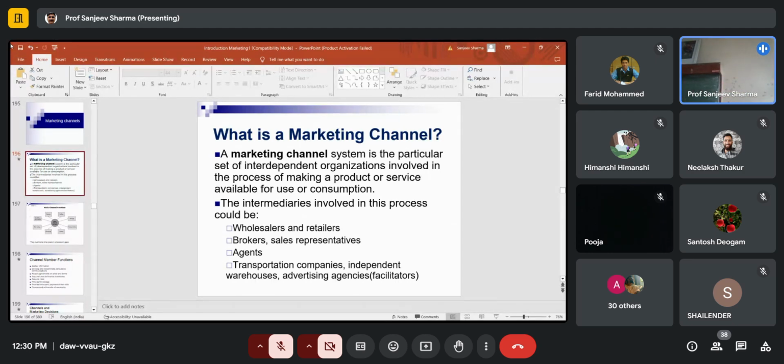What is the purpose? The purpose is to take the product from the company to the consumer. Customer may or may not be congruent. And I gave you a term the other day, I expect it in your answers. I'll explain this in the case of marketing channels. So you can use the term smart.